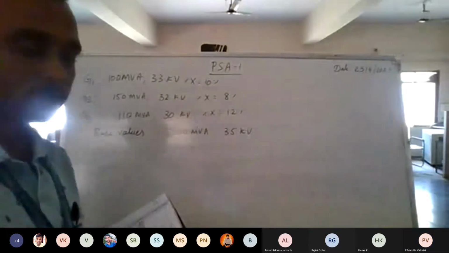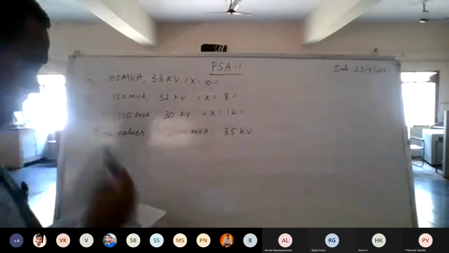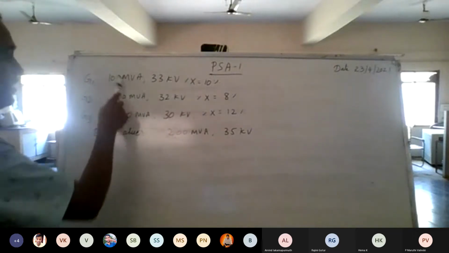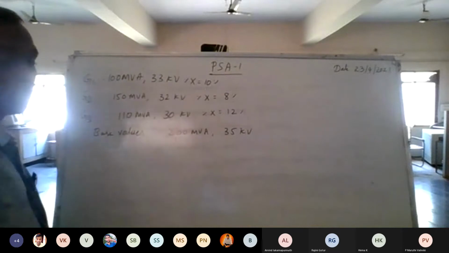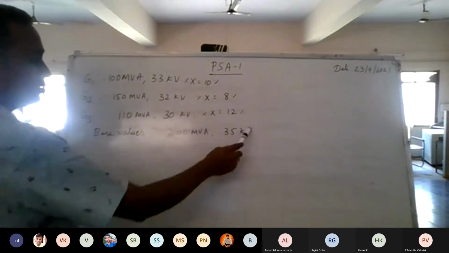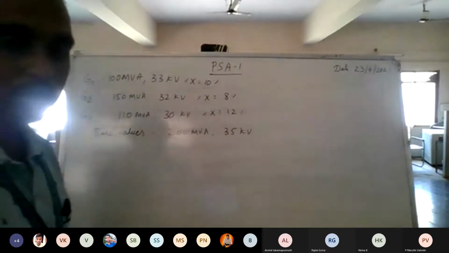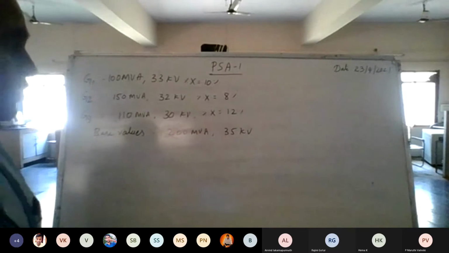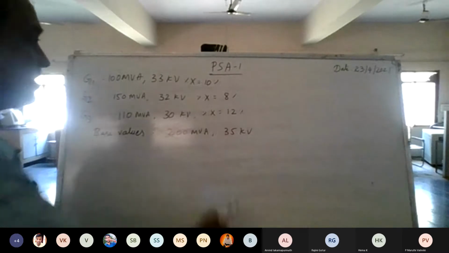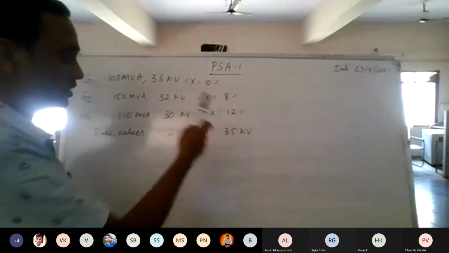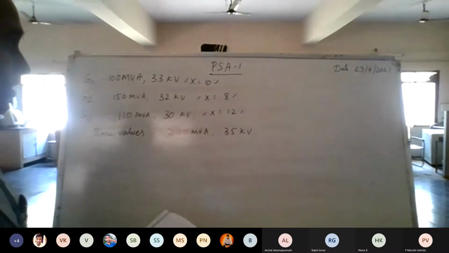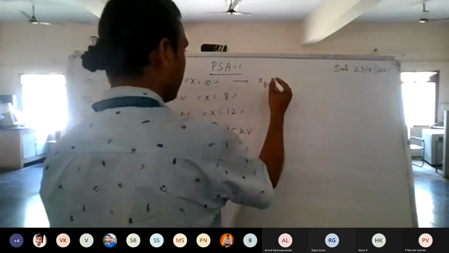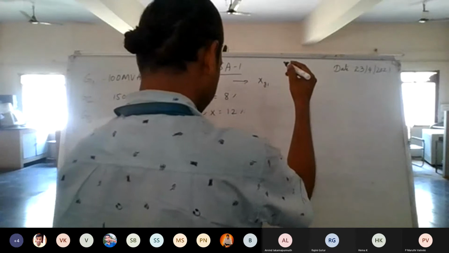Okay, how to calculate this one? There are two different bases here. This is 100 MVA. These are the old base power and old base voltages, and this one is the new base power and new base voltage. Now we need to convert from old base to new base. The reactances are given as percentages 10%, 8%, and 12%. So this is called Xg1 per unit, which will be calculated now.